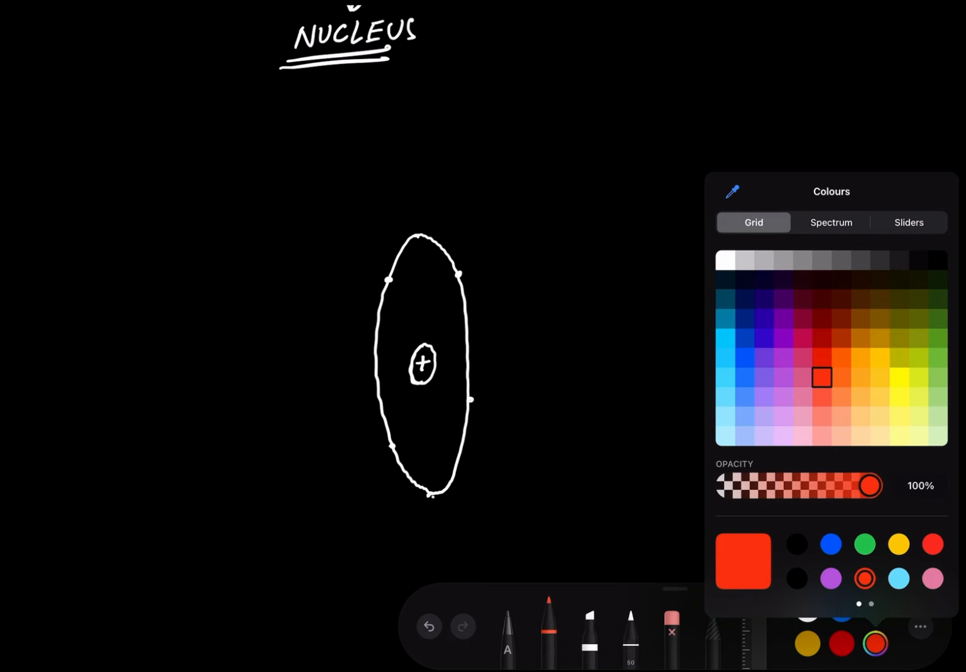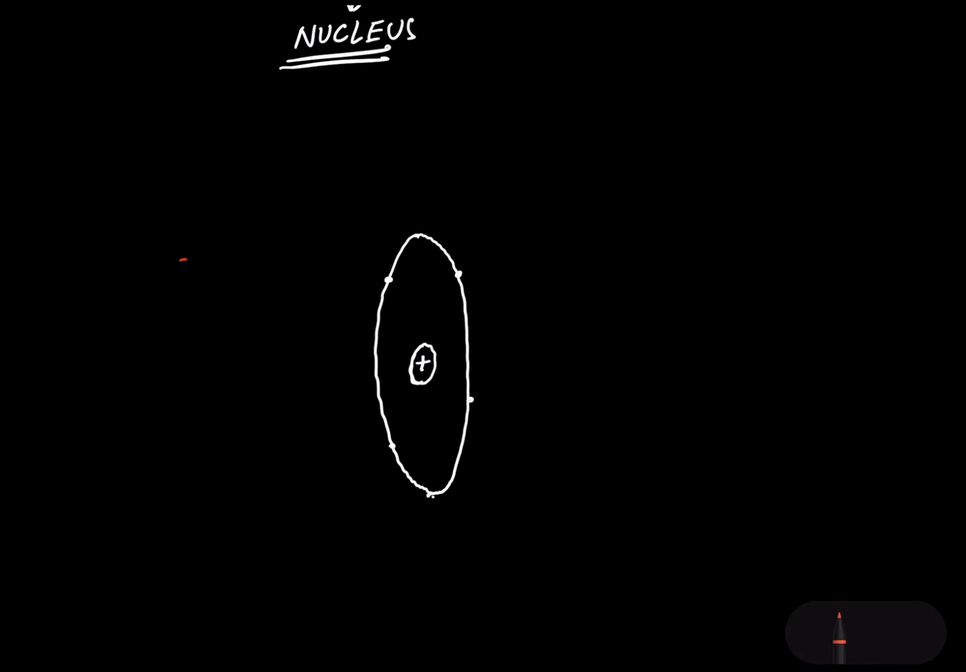So now the first observation was that most of the alpha particles went straight without any deflection, which confirms that most of the space within an atom is empty space. Now let's have a look. This is the alpha particle coming, and it went straight without any deflection. The first observation.